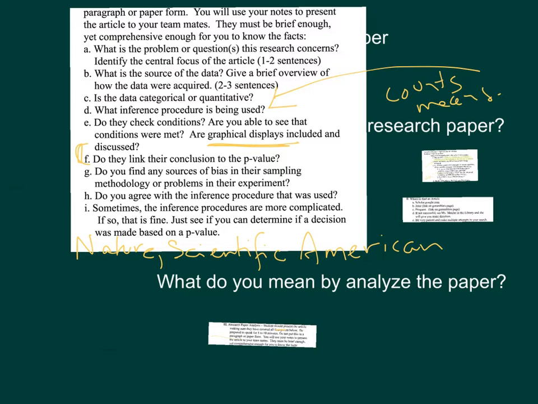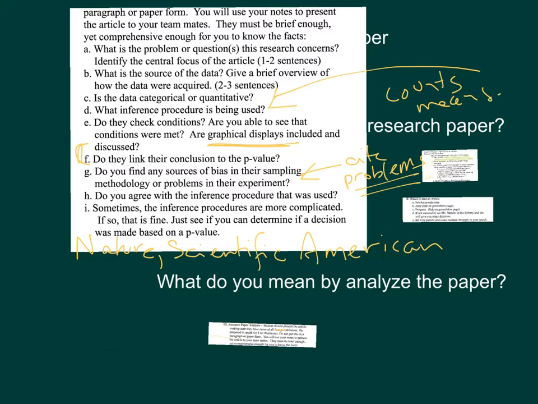Then we go on to a few finer details. Do you find any sources of bias in their sampling methodology or problems in their experiment? Do they mention any? Do they cite problems? Usually a research paper will do that.